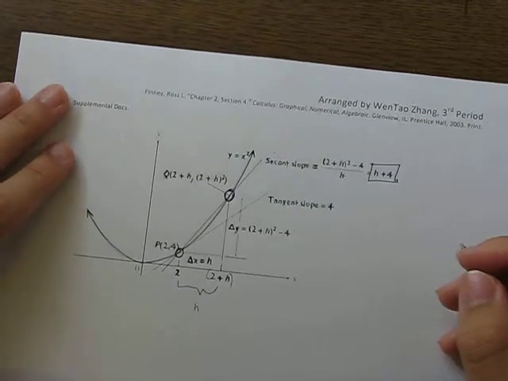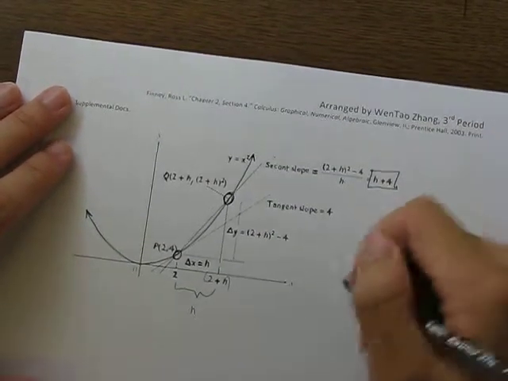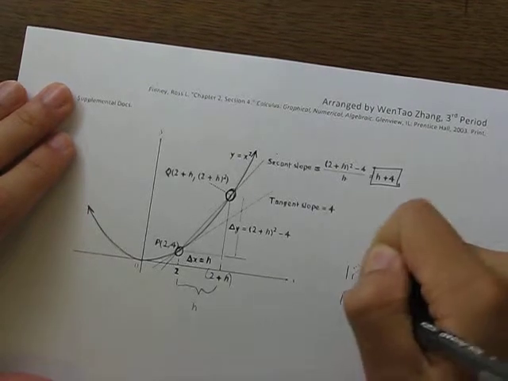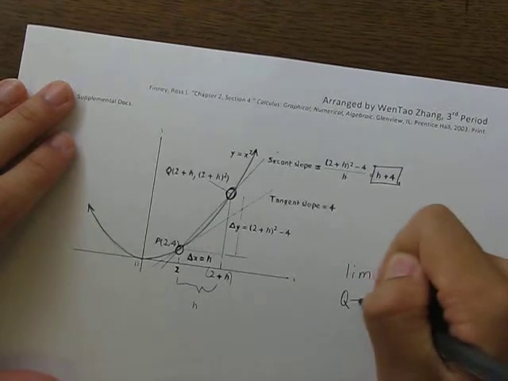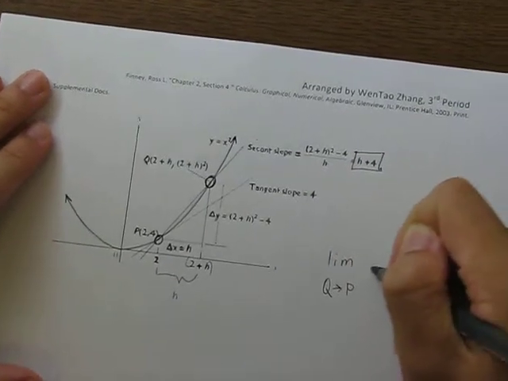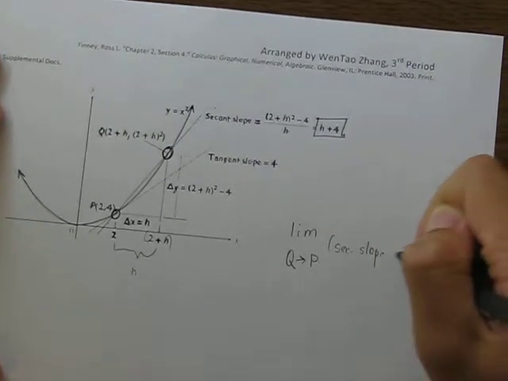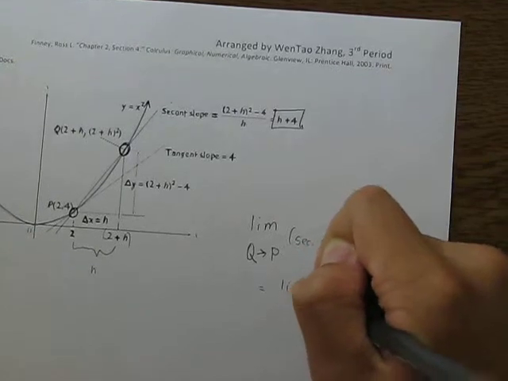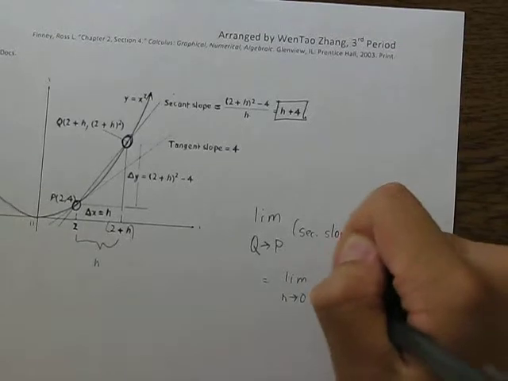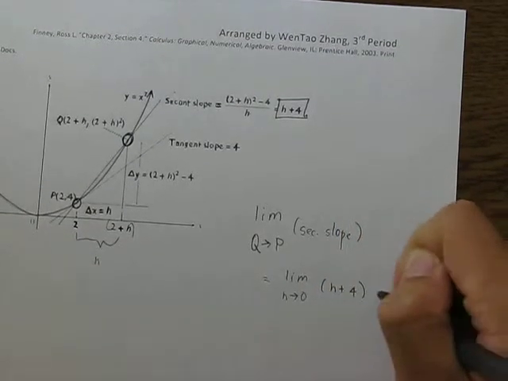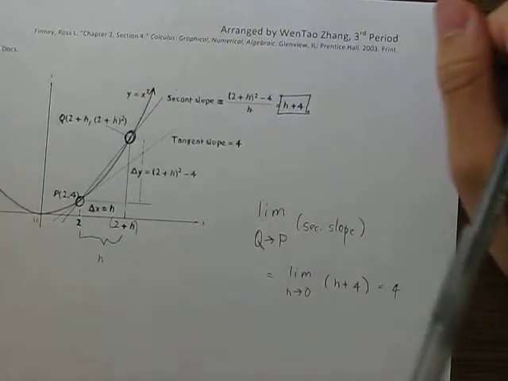So the secant slope is h plus 4. And so the limit of the secant slope as Q approaches P along the curve equals the limit as h approaches 0, where h is some infinitesimal value, of h plus 4, and this ultimately equals 4. You just plug the 0 in since this isn't undefined or anything.